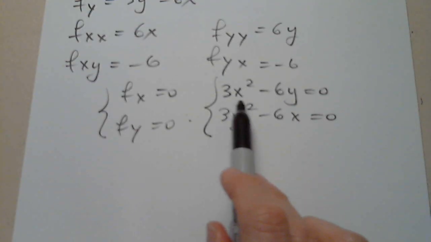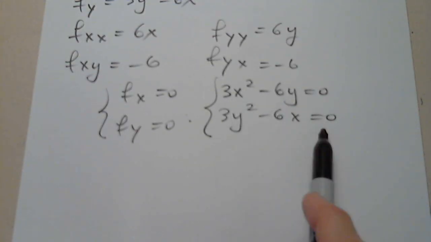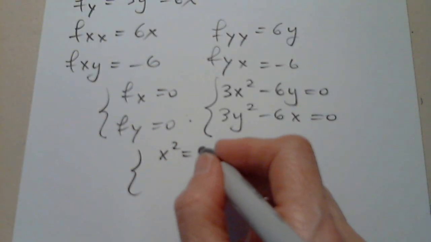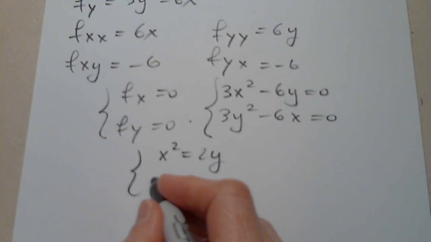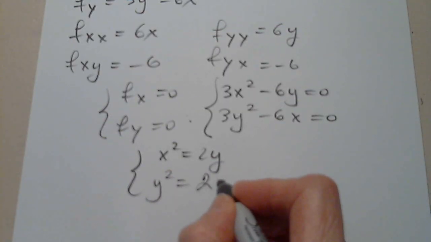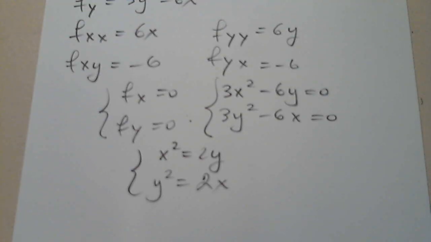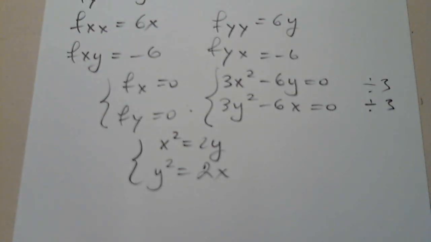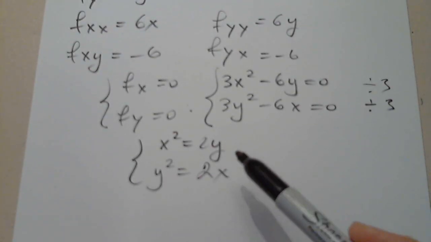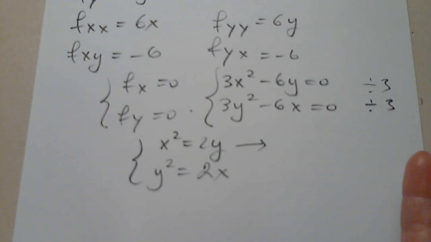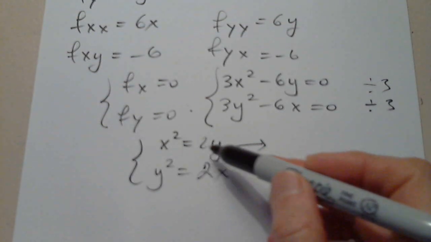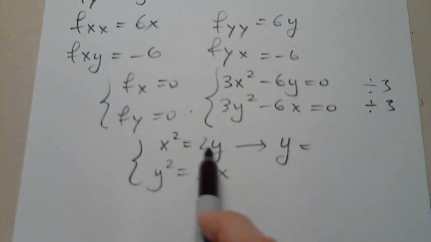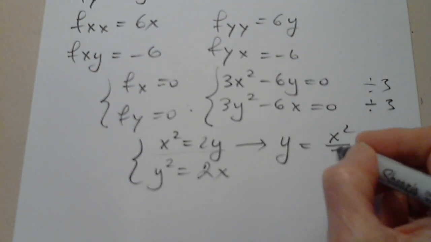So, first of all, I will divide both of them by 3. Then I have x squared equals, and also move this to the other side, 2y. And then I have y squared equals 2x. So we divided by 3 and I moved terms around a little bit. It doesn't matter which of the 2 equations you solve for one variable. I will solve the first for y, or I can solve the other for x. If you solve this first equation for y, you will get x squared divided by 2.